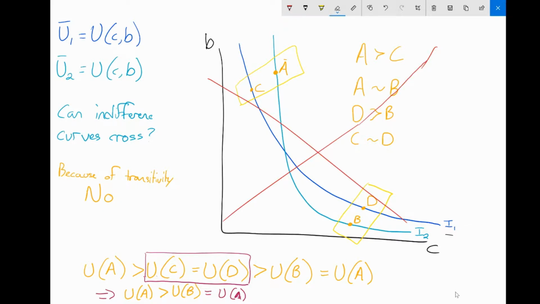Okay, so that's kind of a demonstration of transitivity. A little more to go.